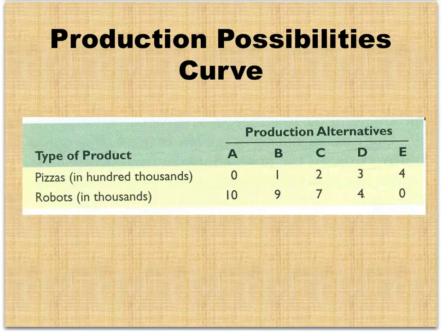We have choice A with 0 pizzas because we're devoting all of our resources to robots, in which case we can make 10,000 robots or 10 units of robots. Choice B, of course, we can get a little bit of pizza, 1 unit, 100,000, but that reduces the number of robots we can make to 9,000. Down to our final choice, we devote all of our resources to pizza, 400,000 pizzas, of course, leaving us with 0 robots. Now, if we graph these 5 points, we get the following.